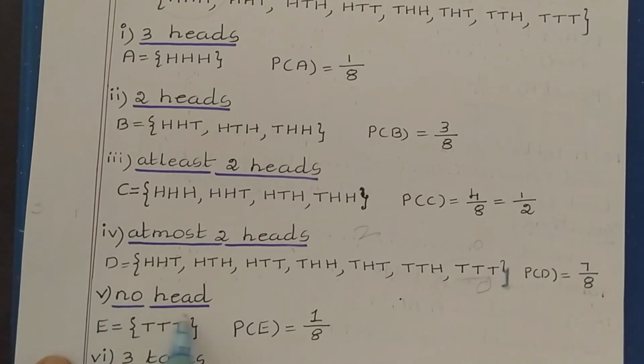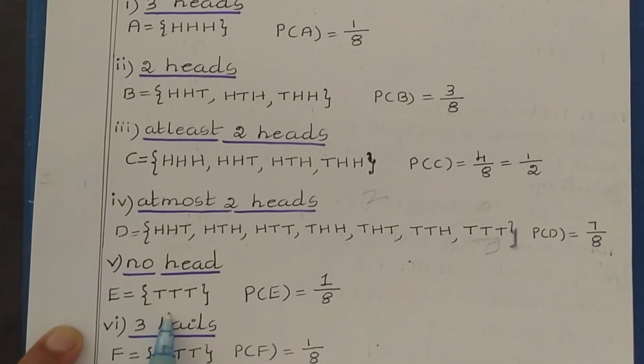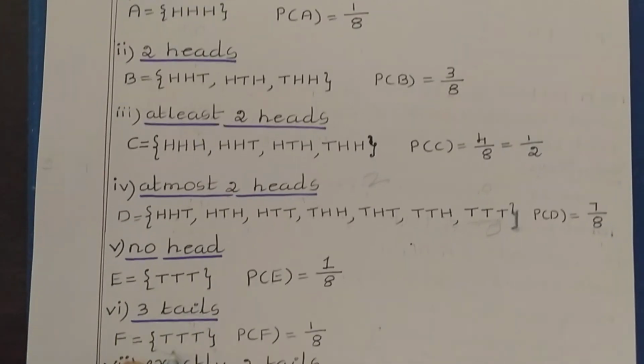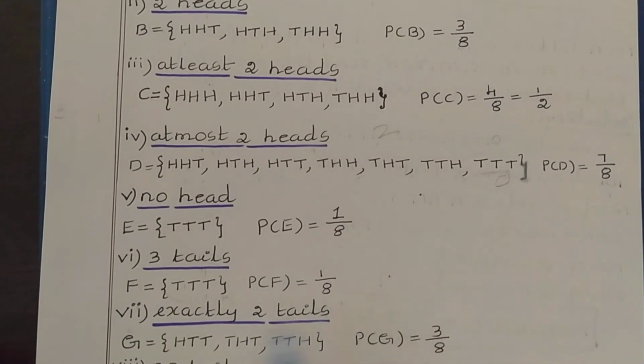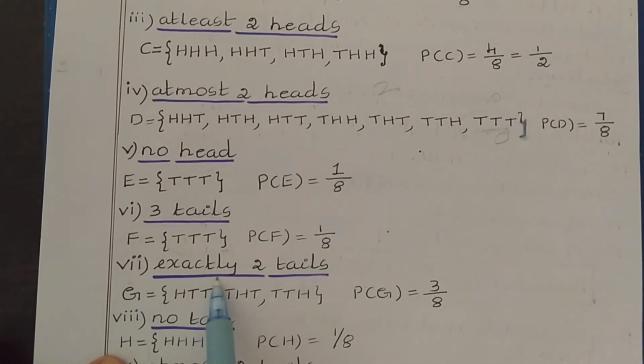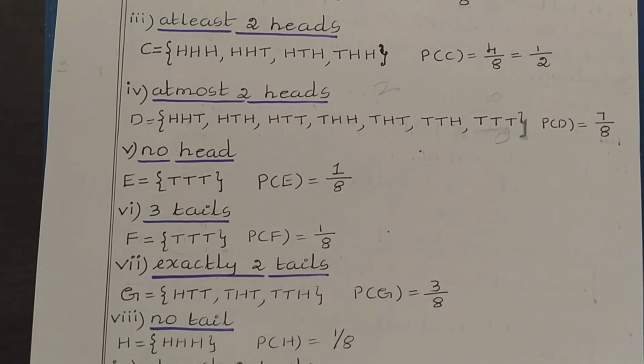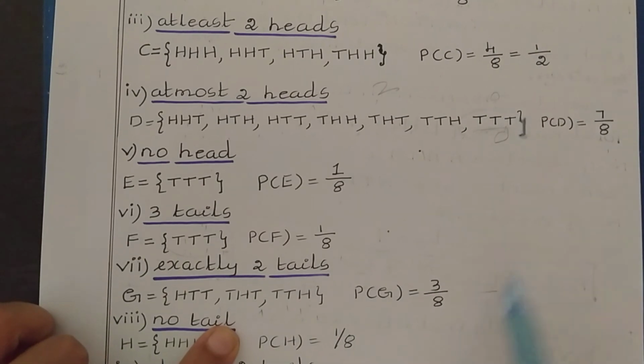Next, probability of getting no head. No head means we can take here only one outcome, that is TTT. So 1 divided by 8. Next, probability of getting 3 tails. Again for this also you can have only one outcome, that is TTT. So probability of F is 1 by 8. Then probability of getting exactly 2 tails. Exactly means the outcome has to contain 2 tails only. So such outcomes are HTT, THT, TTH. So here we have 3 outcomes. So 3 divided by total number of outcomes 8, 3 by 8.